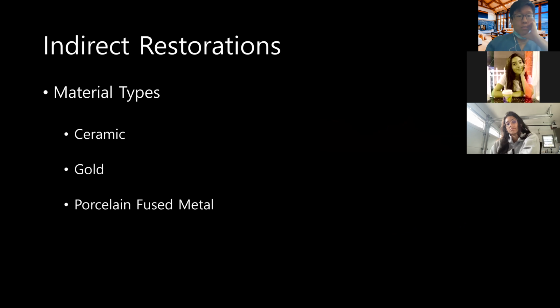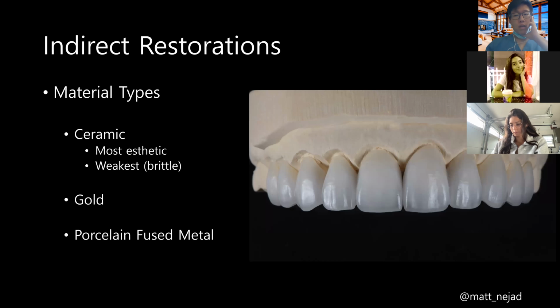All right, I'm going to talk about some common types of materials that are used for these indirect restorations. First type, I'll talk about ceramic. I'm not going to go into detail for each material because that's a whole other lecture. So I'm going to talk about the basic things you have to know about each material.